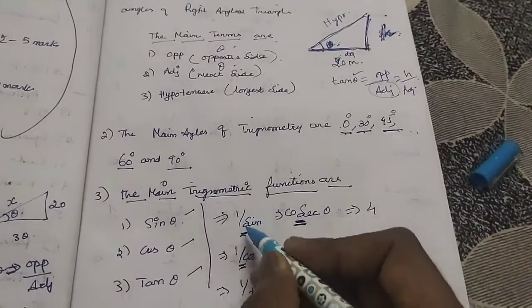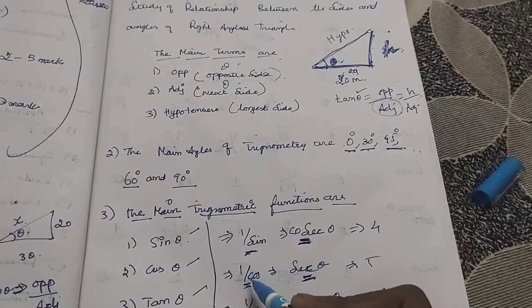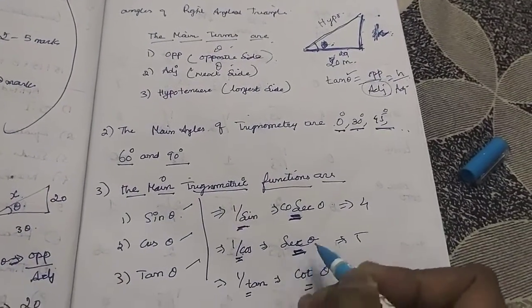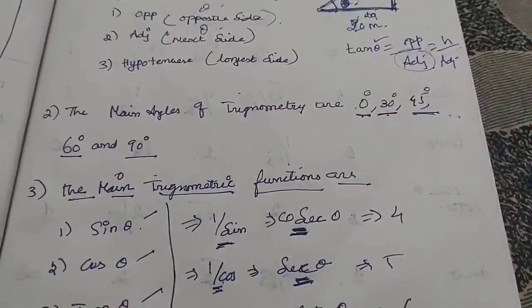So 1 by sin, the reciprocal of sin, is cosecant theta, and s comes as the third letter. Next, 1 by cos is secant theta, and c comes as the third letter. Next, 1 by tan is cot theta, and t comes as the third letter. This is easy to remember.